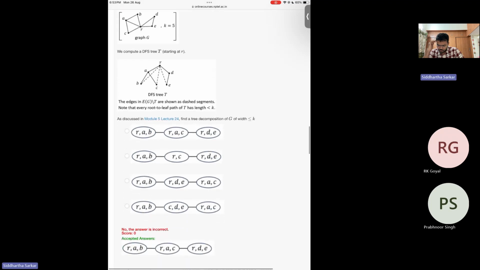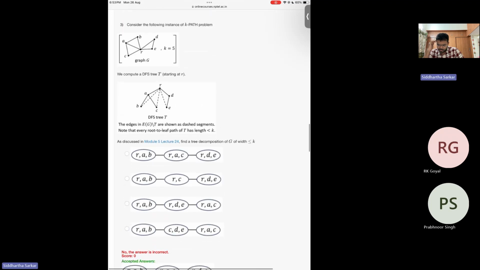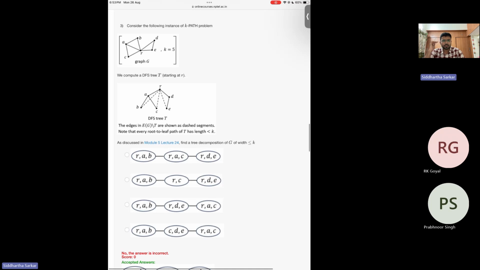This is also about tree decomposition. This is also very easy. So let us read the question. We discussed k-path, but again, k-path is: given a graph and a number k, the question is, can you find a simple path, that means where vertices are not repeated, of length at least k? Again, this is an NP-hard question.